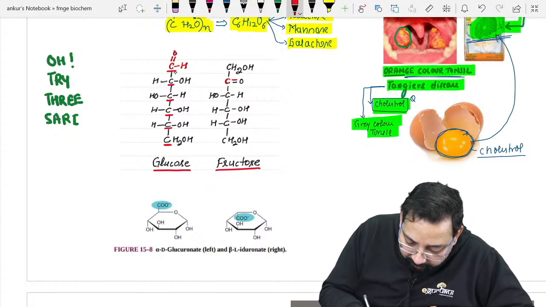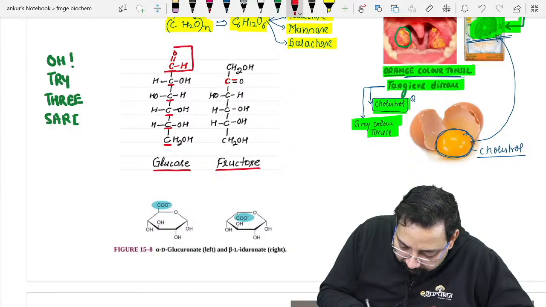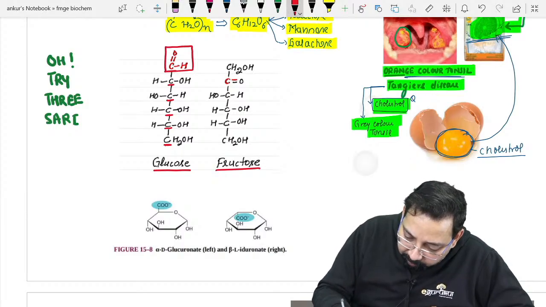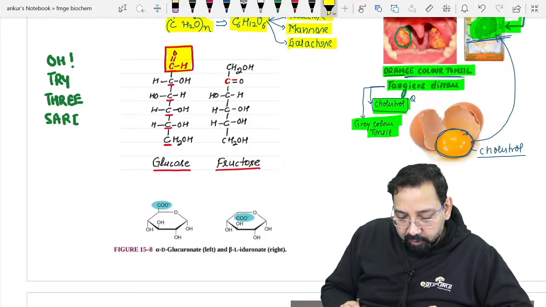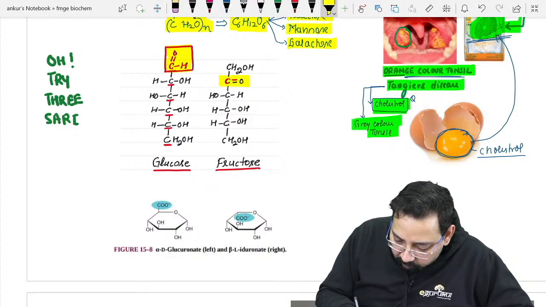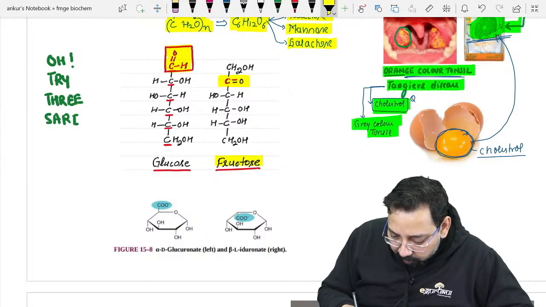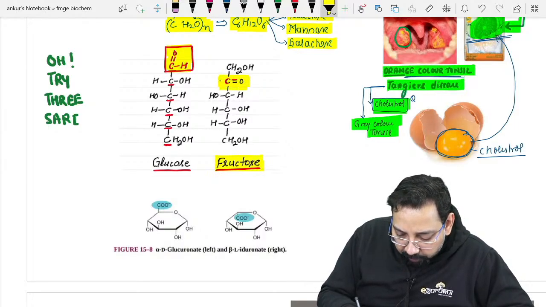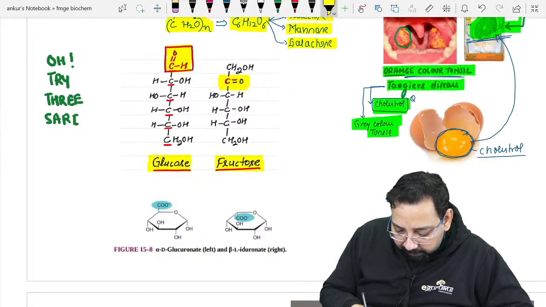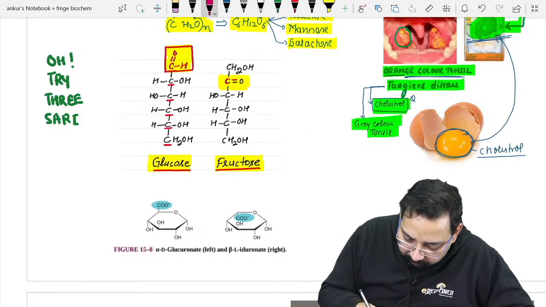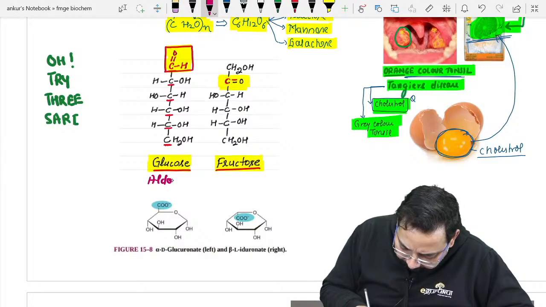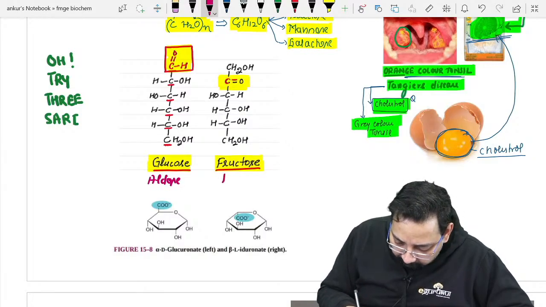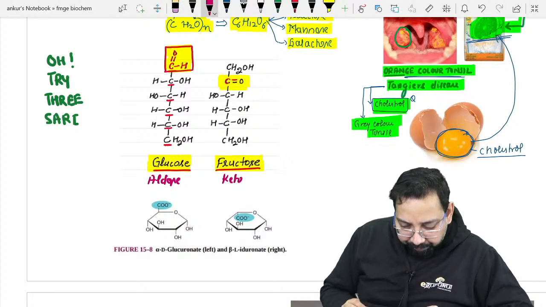In glucose, at carbon number 1 there is an aldehyde group. At carbon number 2 there is a keto group. Fructose is having a keto group at carbon number 2. Glucose is having an aldehyde group at carbon number 1. That is why glucose is called an aldose sugar, while fructose is called a keto sugar.